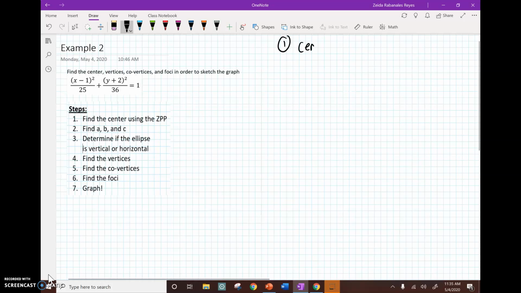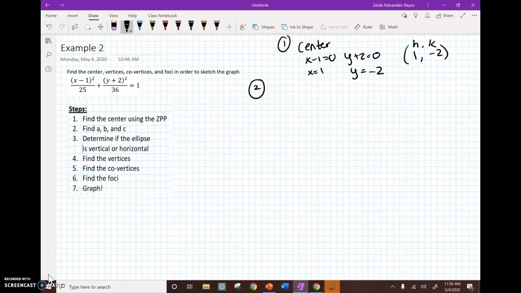So, we know that the center is going to be x minus 1 equal to 0, y plus 2 is equal to 0. It was just a coincidence that it ended up being the same center. But my center is 1 comma negative 2, which is h comma k. And step 2, you still gotta find a, b, and c.